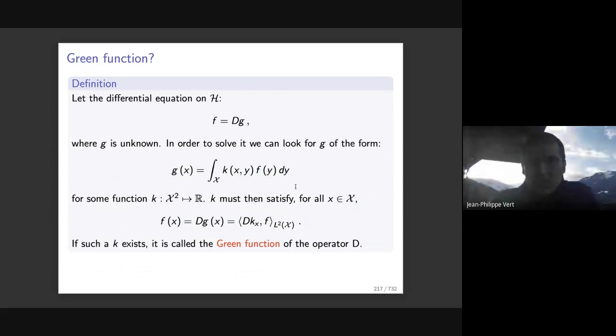So notice that this equation looks a bit like the reproducing property of RKHS, where we had f of x is equal to the inner product between f and k_x. But the main difference is that the inner product here is not in capital H, but it's in L2. And so when we are in L2, we talk of green function.